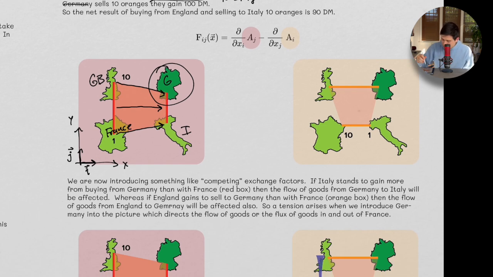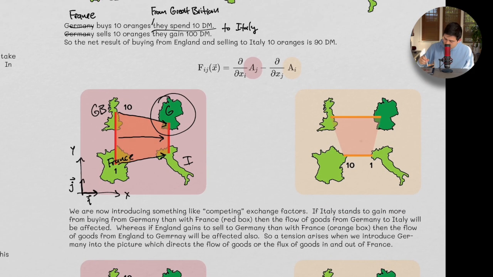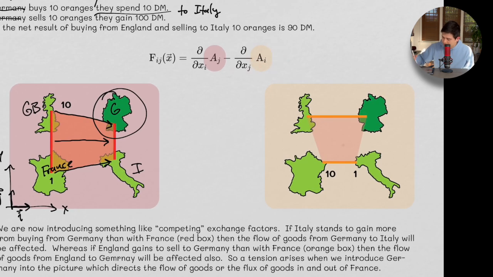But we could see here, okay, so the exchange rate between France and Great Britain, we said, was 1 to 10. And what we want to do is take that exchange rate and take the derivative as we move in the I direction. And then we're going to do the same thing for this guy as we're moving in the J direction, right? This is the J direction.